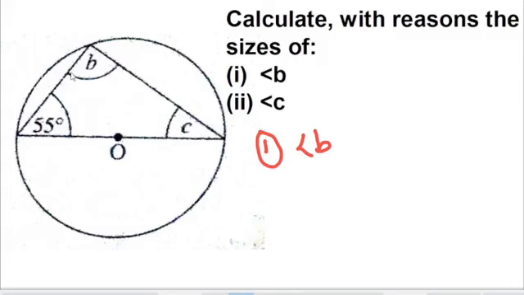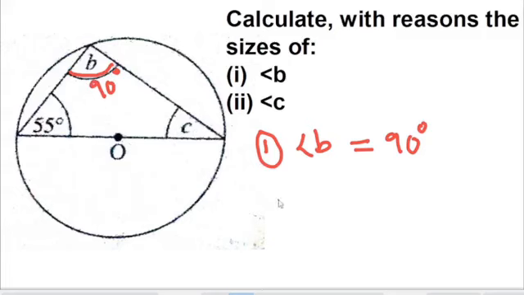So the angle at B is going to be a right angle, which is 90 degrees. So angle B is equal to 90 degrees. This is our answer. The reason is simple: an angle in a semicircle is 90 degrees, or a right angle.